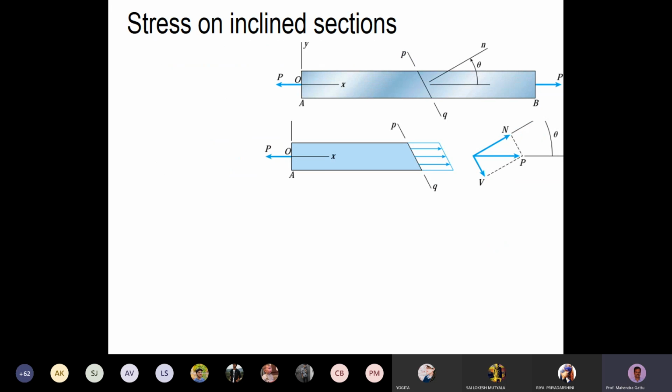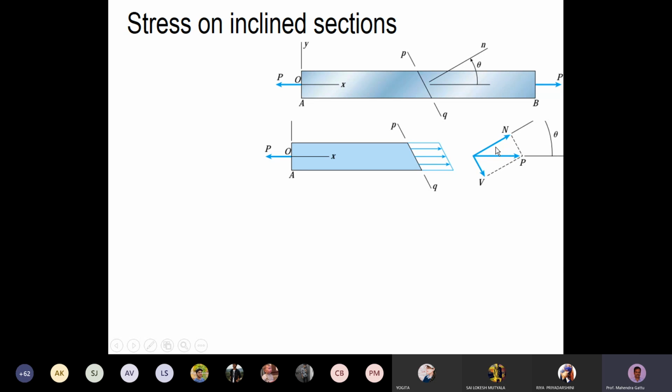And what we'll do is resolve this stress distribution into one along the normal component and one along the tangential component. So this resultant force is P, and this normal makes an angle of theta with the x-axis. So the normal force N is obtained as P cos theta, and we have the tangential force V, which acts down the incline, and that value V is P sin theta.